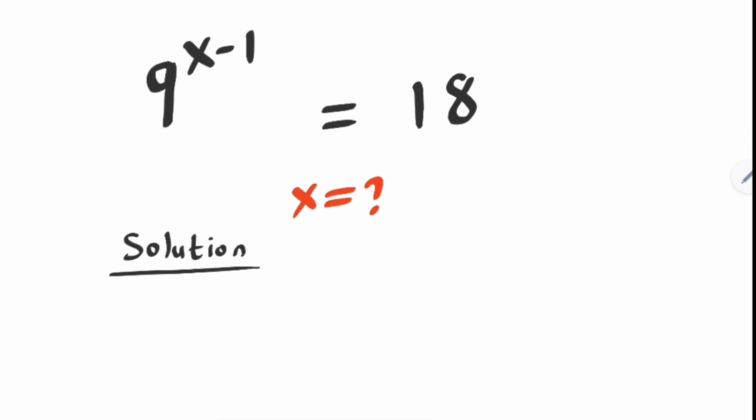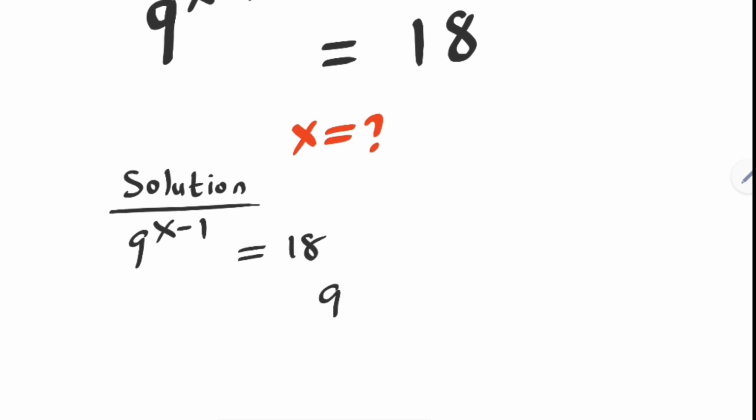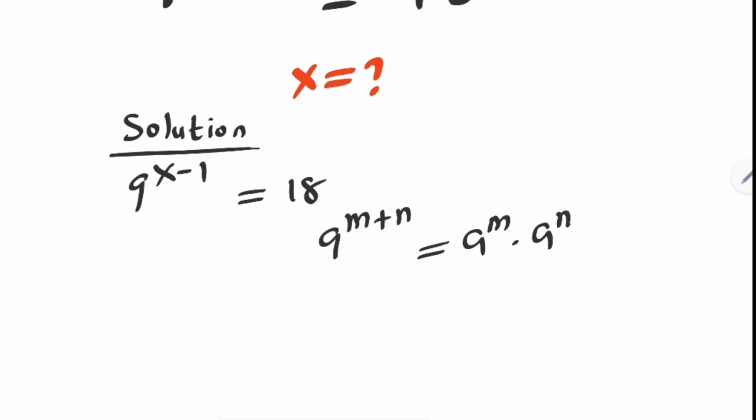We have the given equation 9 raised to power x minus 1 is equal to 18. Take note of this, that if you have a raised to power m plus n, this is equal to a raised to power m multiplied by a raised to power n. And if you have 1 over a, this is equal to a raised to power minus 1. Then if you have x raised to power minus 2, this is equal to 1 over x squared.